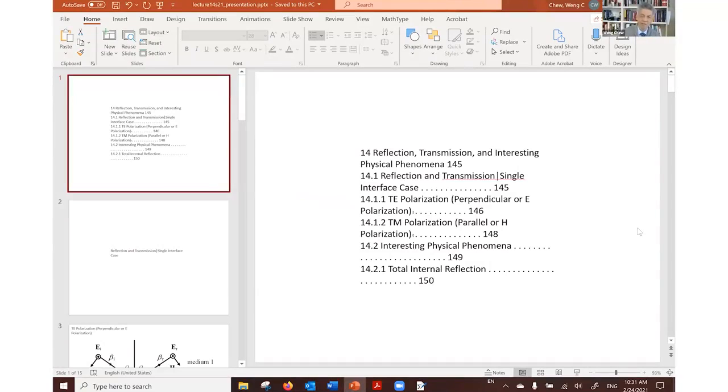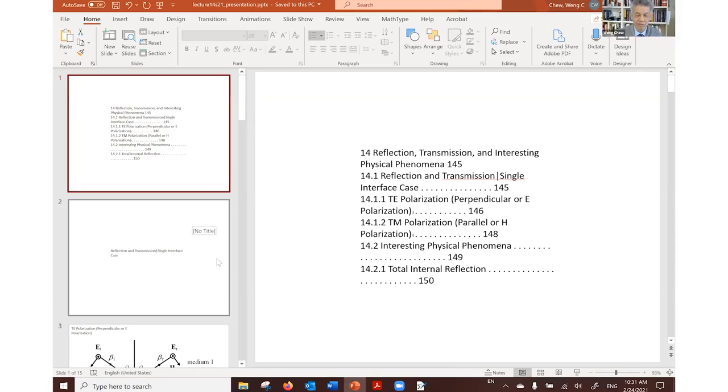Okay, today I'm going to talk about reflection, transmission, and interesting physical phenomena. Some of these might have been covered in your undergraduate course if you've had an undergraduate course in electromagnetics, and some of you might not have this background. So this will be like a revision for many of you, but new stuff for some of you.